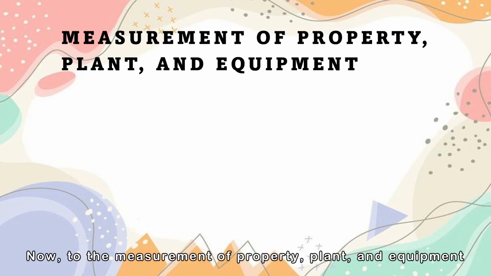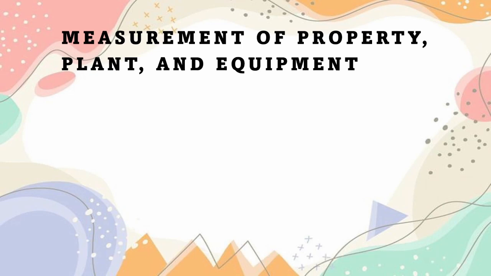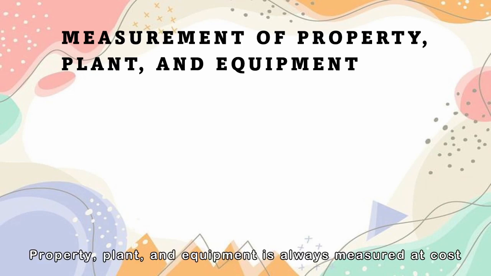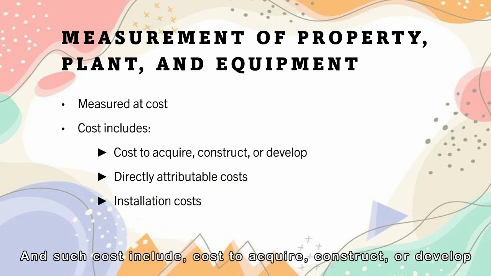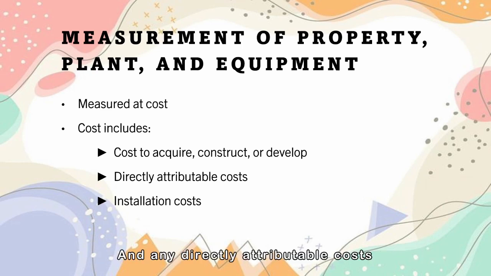Now to the measurement of property, plant, and equipment. Property, plant, and equipment is always measured at cost, and such costs include costs to acquire, construct, or develop, and any directly attributable costs, and also installation costs.